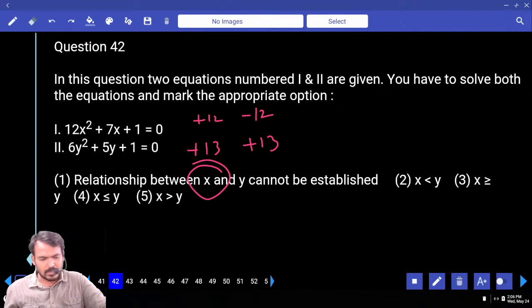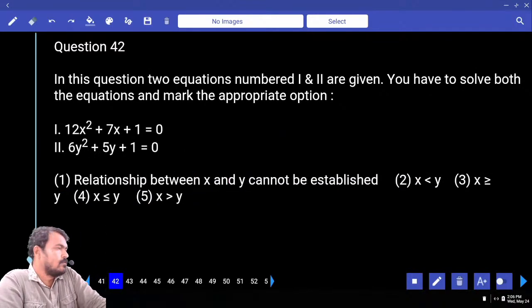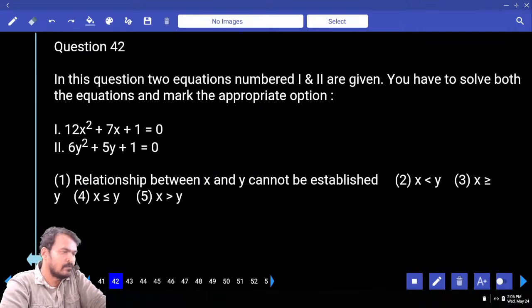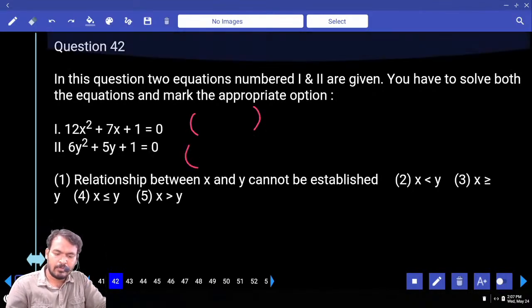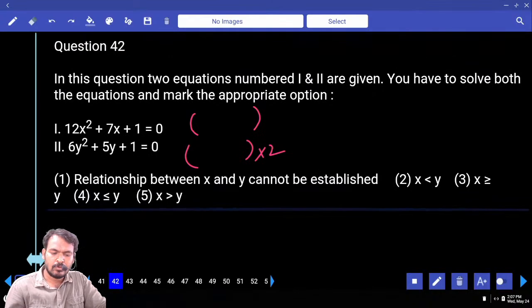Next question number 42. First equation, what is the coefficient of x square? 12. But second equation, coefficient of y square 6. LCM 12. 12 how many times? 1 time. 6 how many times? 2 times. Means x roots are multiplied by 1 time, but y roots are multiplied by 2 times or not.